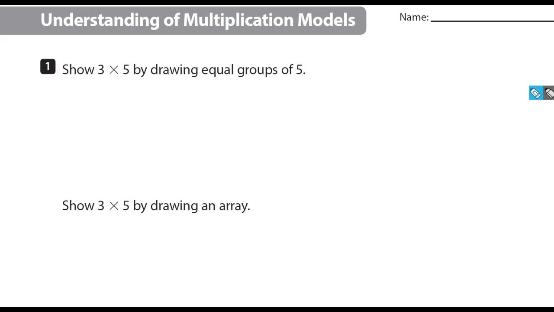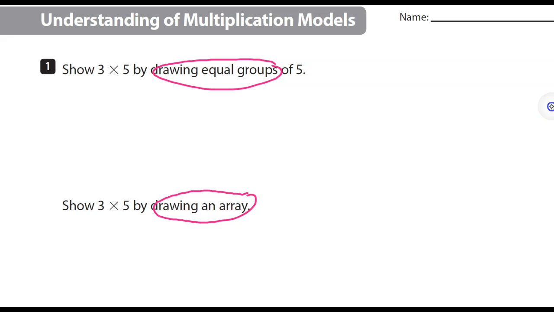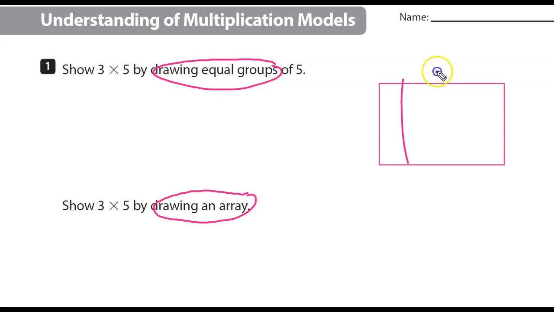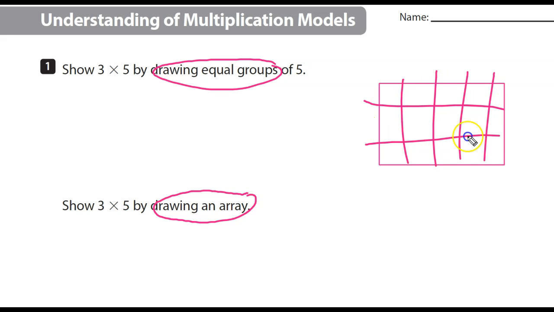It says to draw equal groups, right? And then here it says to draw an array, right? Does it say square tiles? If it does not say square tiles, I'm not drawing this. I'm not drawing that. Okay?